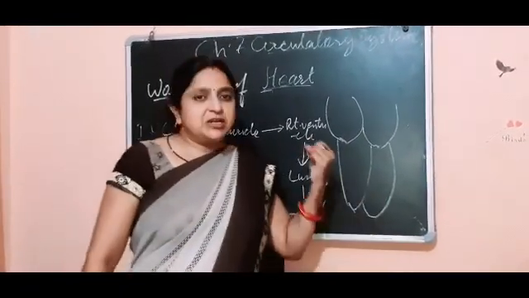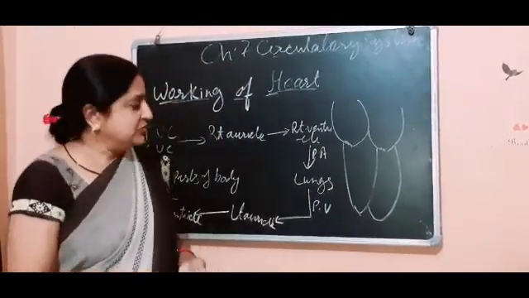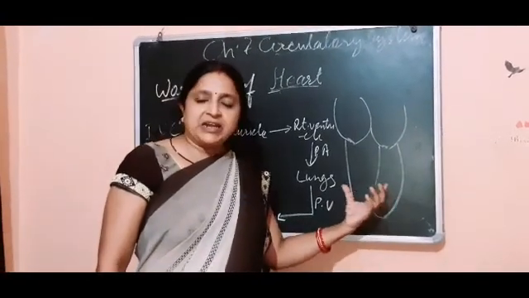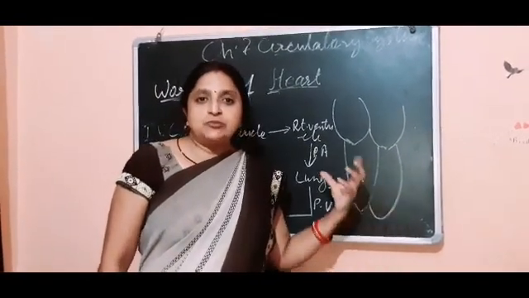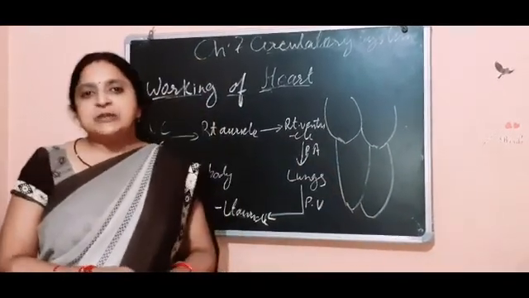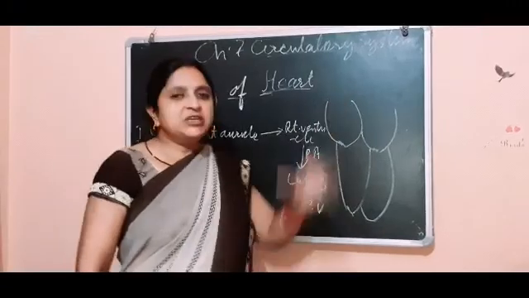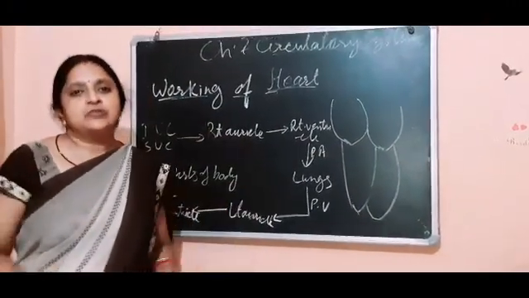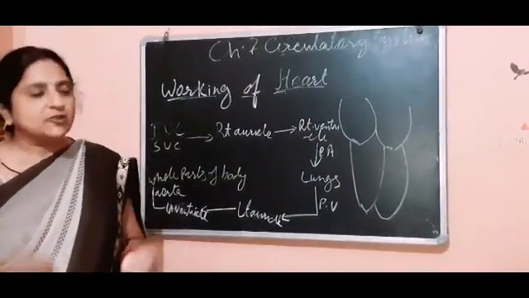When the left ventricle pushes the oxygenated blood, it opens the aortic semilunar valve, and from the aorta the blood is distributed throughout the body, to all parts of the body.